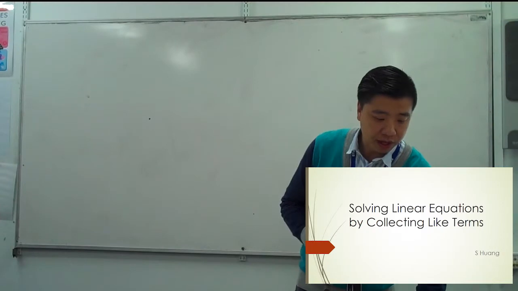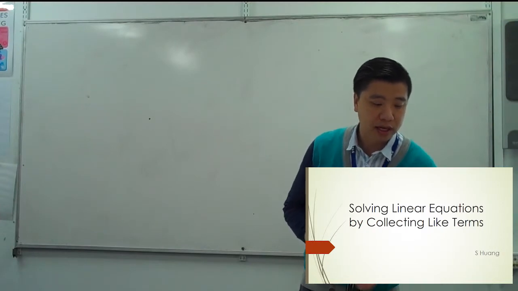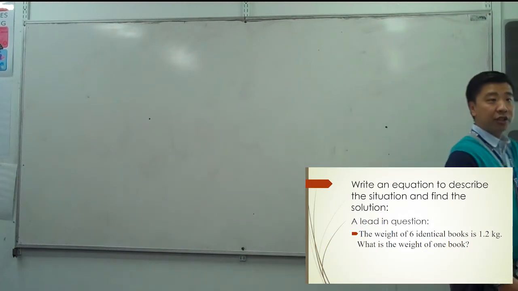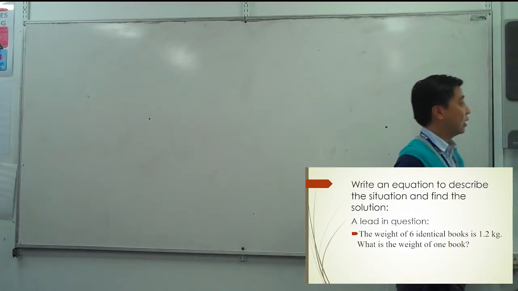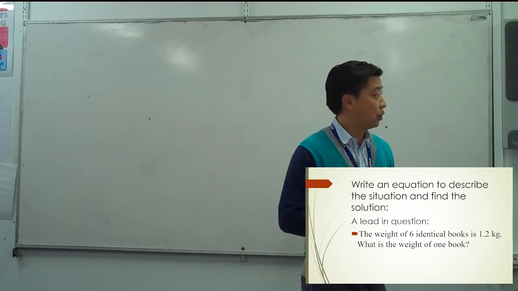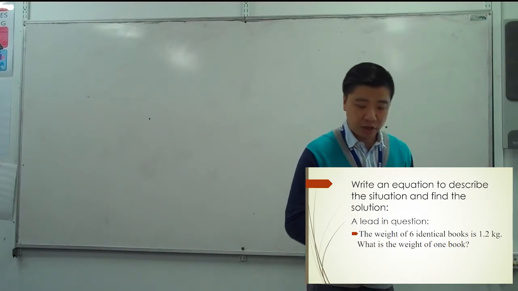Firstly, we want everyone to have a look at the questions we had yesterday. Yesterday we gave you a leading question. This question is very easy. The weight of 6 identical books is 1.2 kilos. What is the weight of each book?